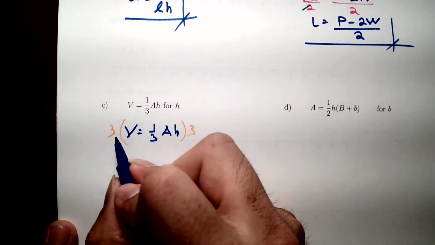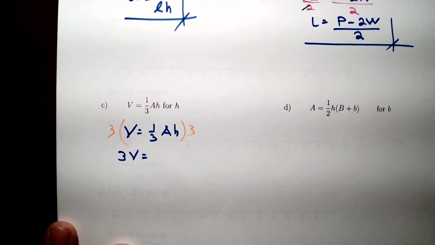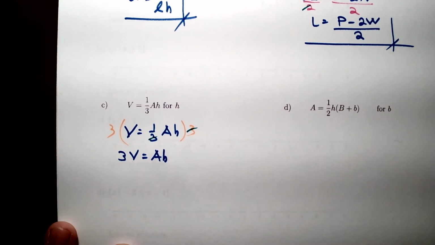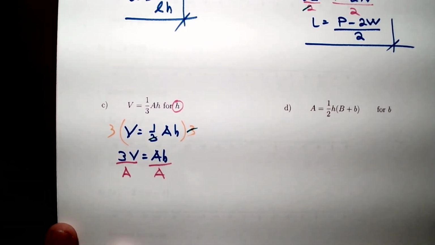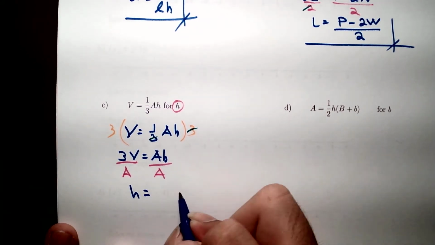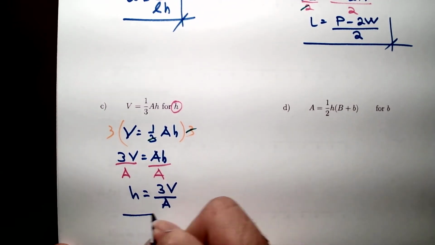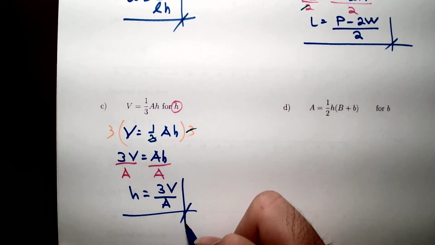So that's going to give us 3V equals, notice how these 3's cancel, AH. And in this case, the target variable, that is the variable that we want to solve for, is the letter H. So all we do is divide both sides by A and get H equals 3V over big A. And that's all we do.